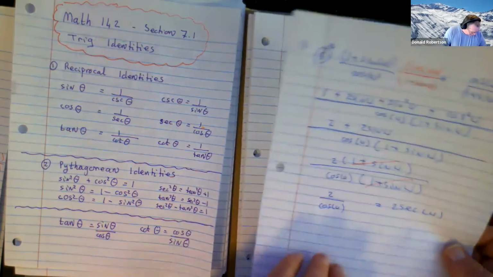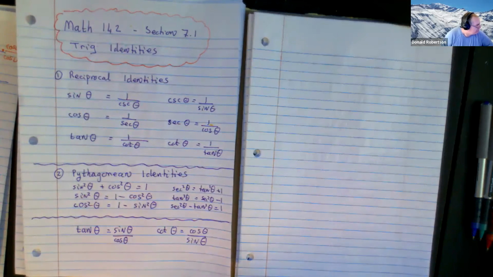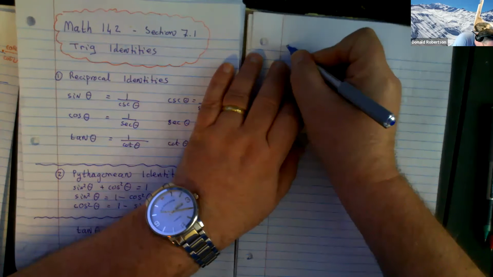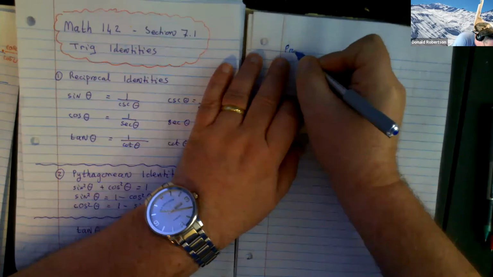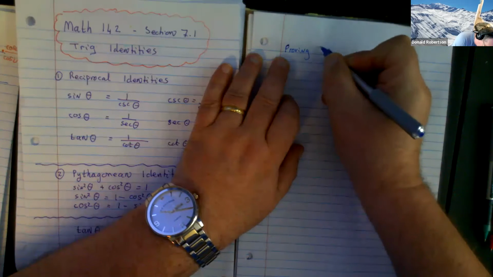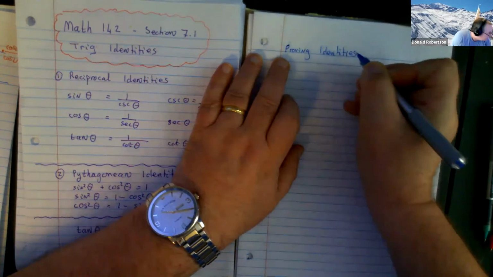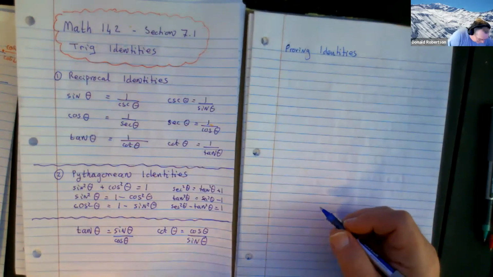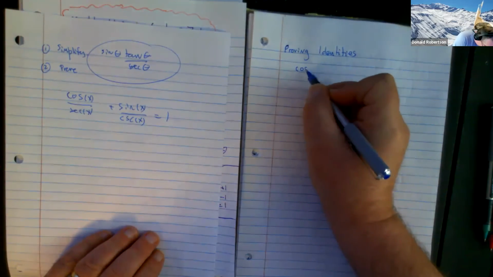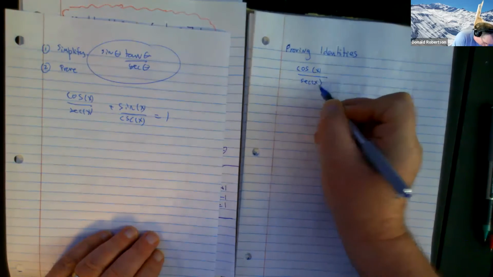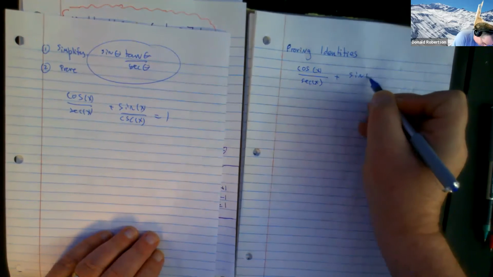So let's move to the last part of this section, and that is proving identities. And I think I kept one. Right, let's do this one. In an identity question, you are essentially told what the thing simplifies to.